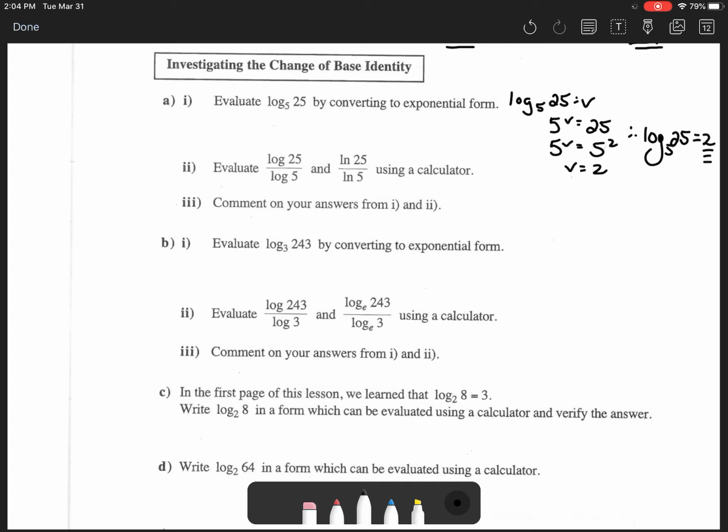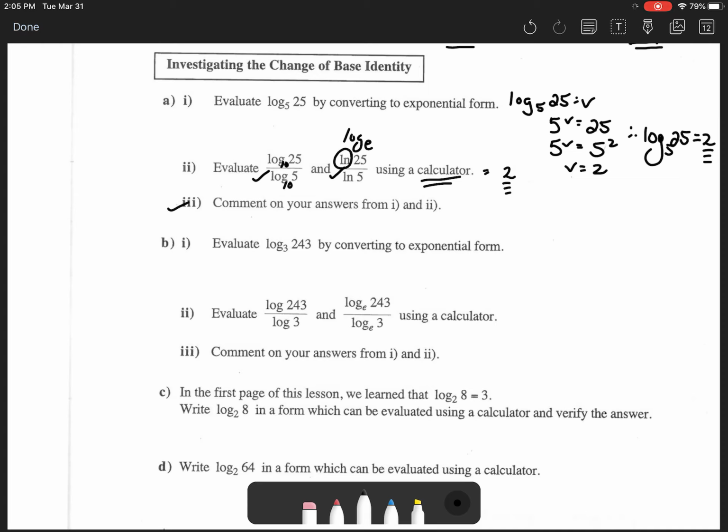In part 2 of A, it says evaluate now using log 25 over log 5 and natural log of 25 over the natural log of 5. Regardless of whether I go log 25 divided by log 5 or natural log 25 divided by natural log of 5 with my calculator, you will find that both of those calculations also equal 2. I can use my calculator for both because in the first calculation the base is 10, and in the second, remember, natural log is the same as using log base e. So that's why I can use my calculator.